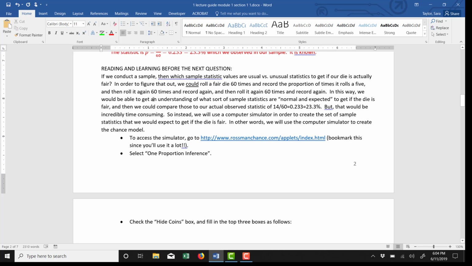Then we could repeat that. We could roll it again 60 times and record again. We could record how many times it rolls a 5 that time. Then we could repeat it and do it again. Roll it another 60 times and record how many times it rolls a 5. If we did that over and over, we would start to get a really good picture of what we expect to happen with a fair die. In this way, we would be able to get an understanding of the sort of sample statistics that are normal and usual and expected if the die's fair, and then we'll compare them to our observed statistic.